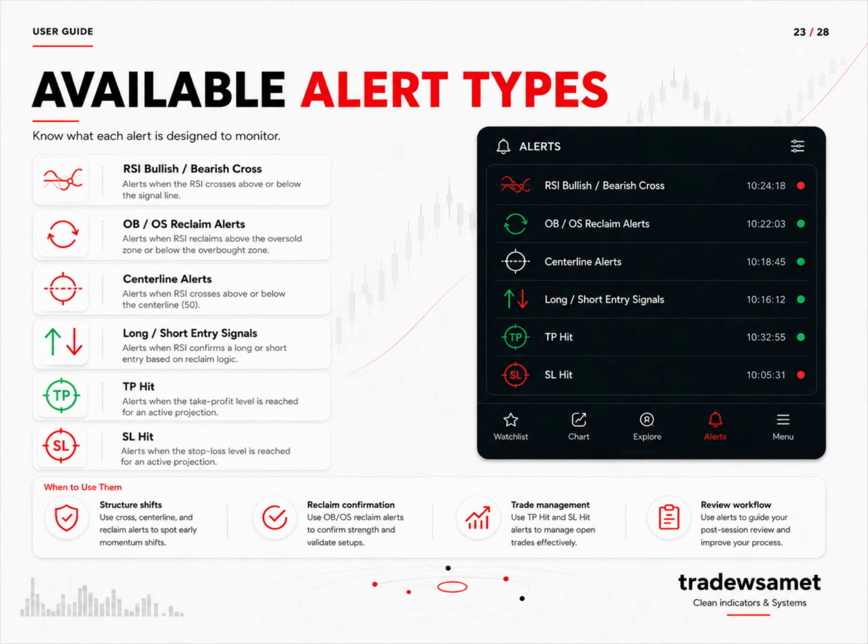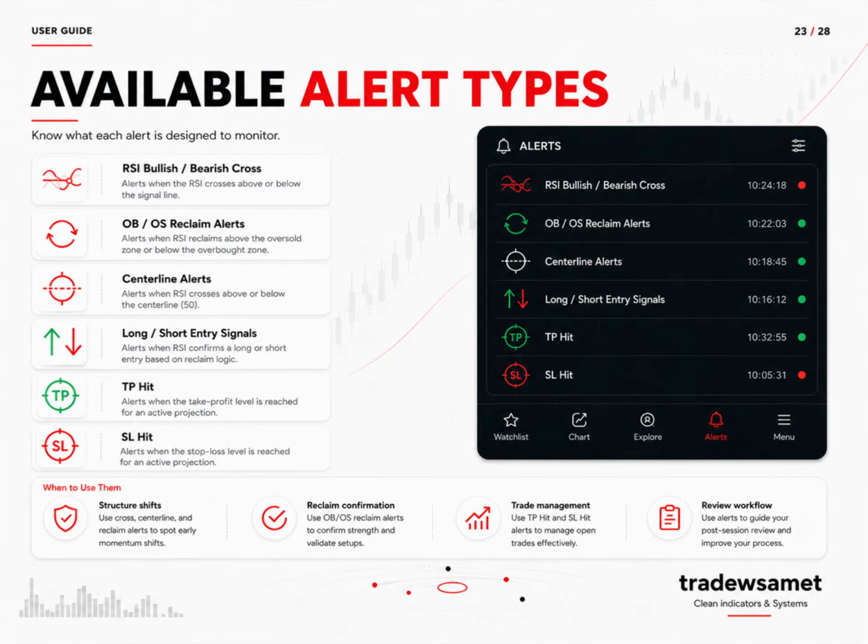Different alerts serve different purposes. Some are useful for structure shifts. Some are useful for confirmation. Others are useful for trade management and review. Use alerts to support your workflow, not to replace your judgment.